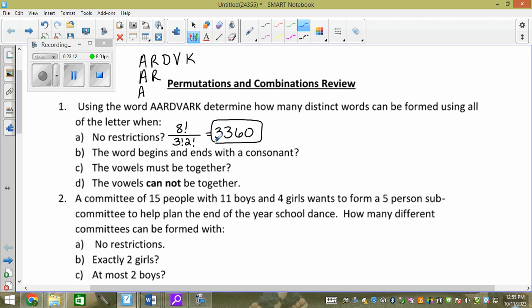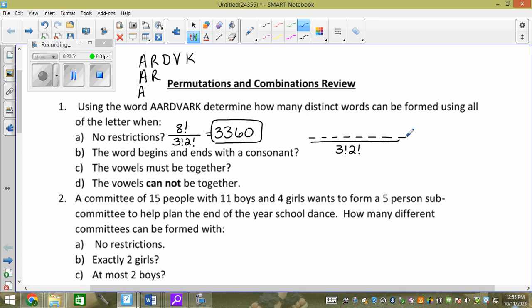Then the word begins and ends in a consonant. Does it say it begins and ends with the consonants? No, it says begins and ends in a consonant. So our denominator is going to have 3 factorial, 2 factorial. The top is 8 letters. How many consonants are in aardvark? There are 5: R, R, D, V, and K.